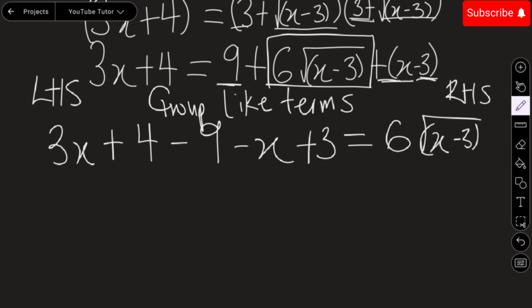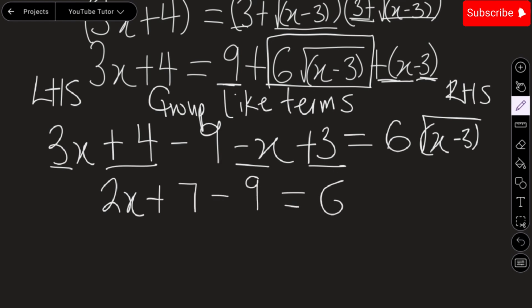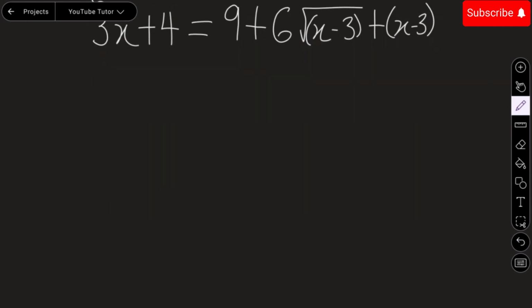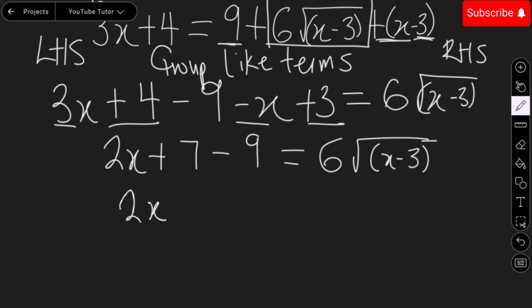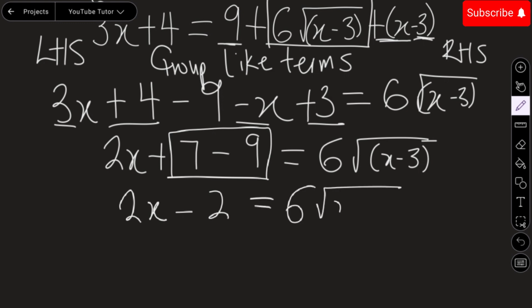Okay. So now what we can do is 3x minus x gives us 2x. 4 plus 3 gives us 7 minus 9 equal to 6 times x minus 3. So now we have 2x minus 2. 7 minus 9 is just saying 9 minus 7, but since it's a negative number which is bigger, we maintain the negative sign. Okay, so we can write this x minus 3 in a bracket.